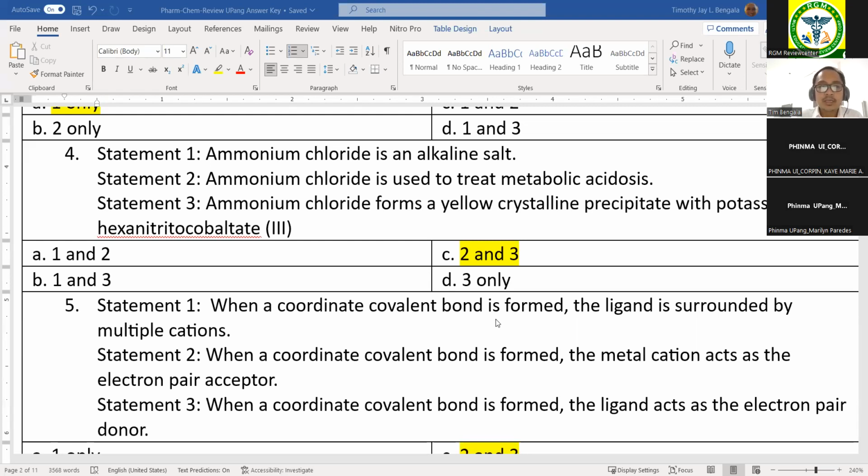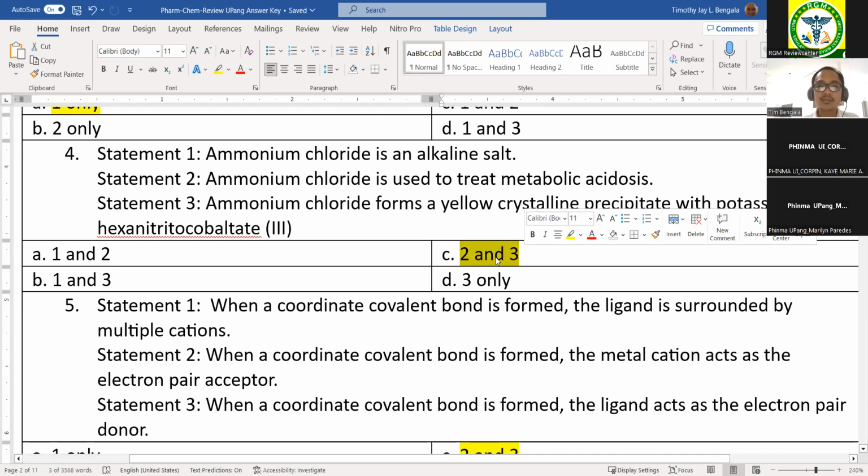Okay, so ito pala hindi ko pa napalitan. Ano pa yung sagot dito? Wait kasi merong incorrect din sa aking answer. So this should be ammonium chloride is an acidic salt. So hindi ito ang sagot. Okay. Hindi ka pa naman nabibigay yung answer key. So hopefully nakita niyo, no?